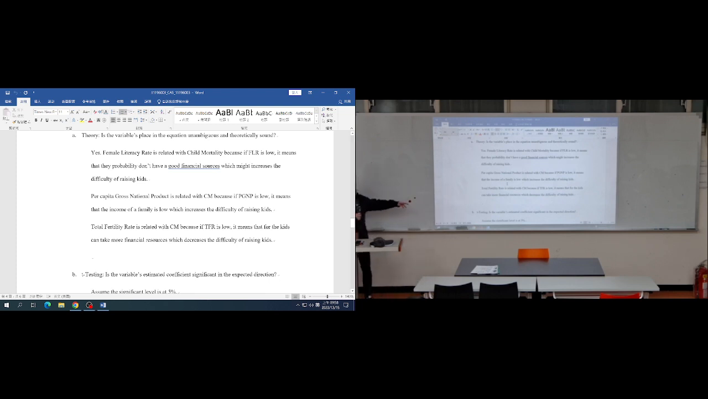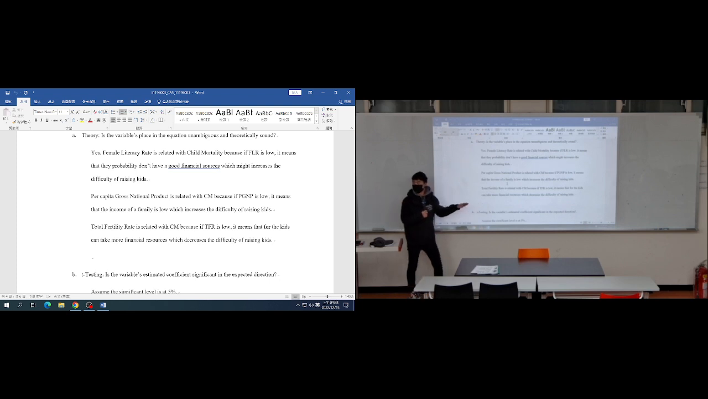Okay, so for TFR, it's kind of indirect as well. If the TFR is high, each woman has lots of kids. So what do you think for a family if they have a lot of kids, with a certain amount of income, right? In that case, if you have more kids, but the same income, then each kid will have less financial resources.